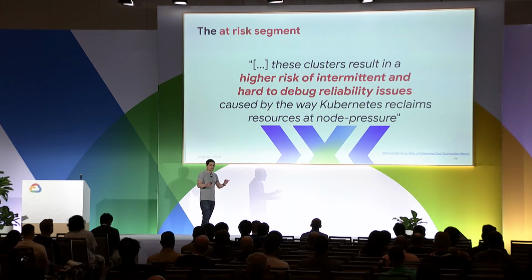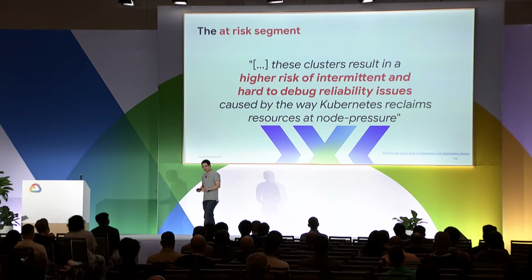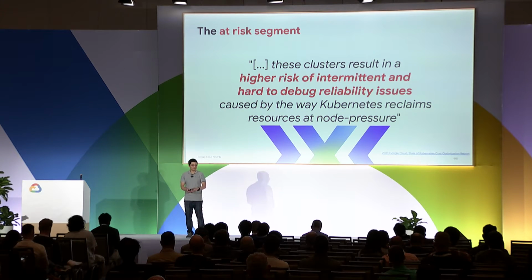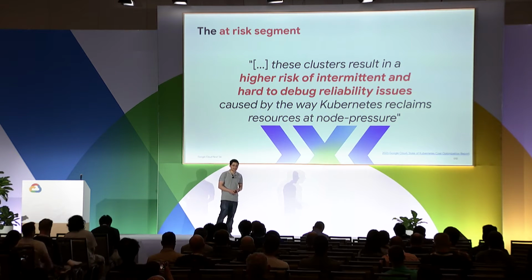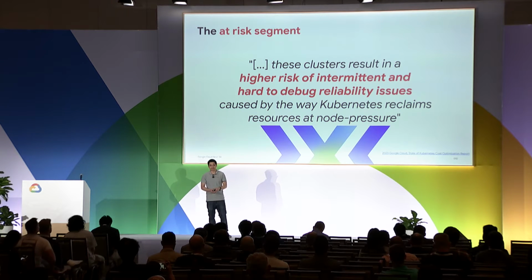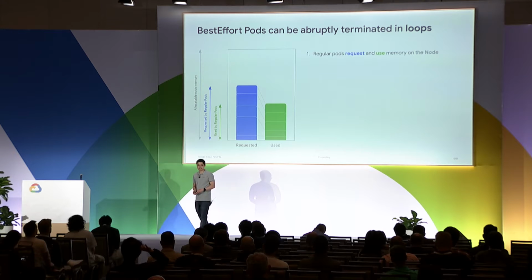So overall, going back to the report, workloads that are not setting resource requests potentially increase the risk of intermittent, potentially hard to debug reliability issues. We'll get into that a little bit deeper as far as how it can happen, but before that, let's run through a scenario.